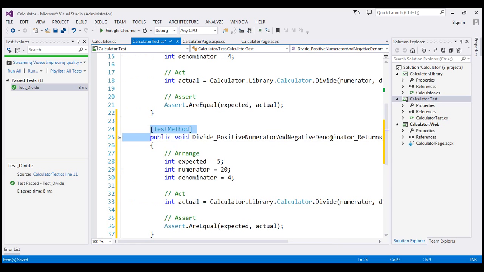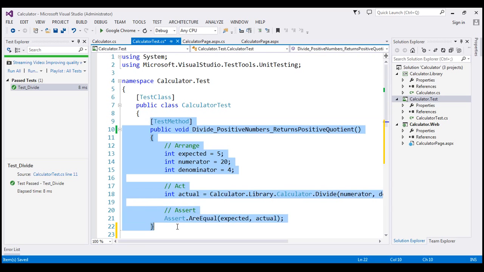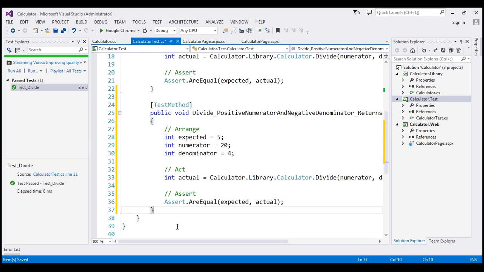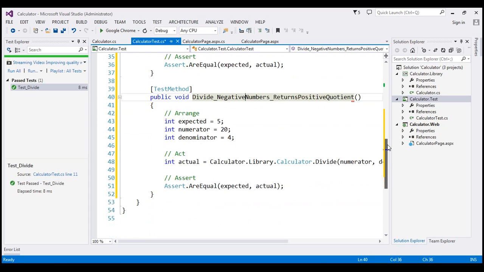Let's create one more unit test. So let's make a copy of this method. When we divide two negative numbers, what are we going to get back? We are going to get back a positive quotient. So divide underscore negative numbers underscore returns positive quotient. So here we are going to divide two negative numbers. So numerator is going to be negative, denominator is also going to be negative. We get a positive quotient.